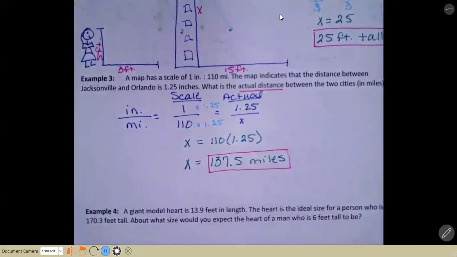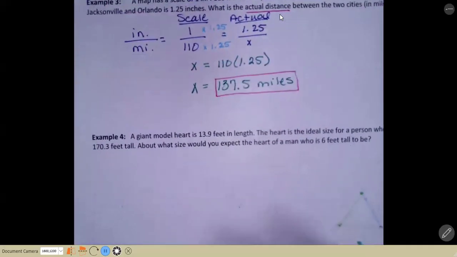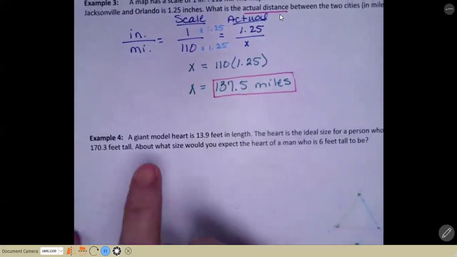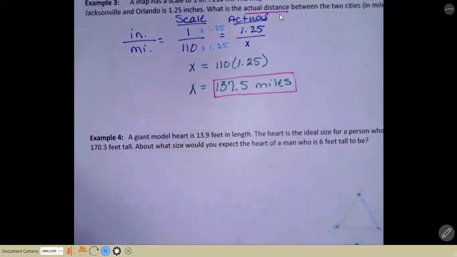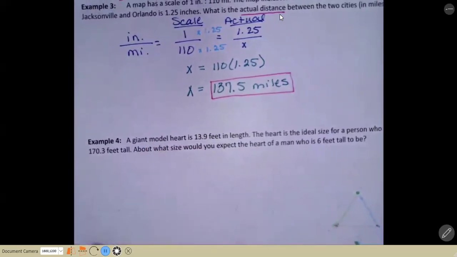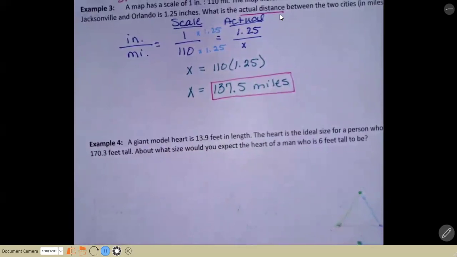Okay. Moving on to example 4, I'm going to get you started on this one and then I want you to solve it on your own. It says a giant model heart is 13.9 feet in length. The heart is the ideal size for a person who is 170.3 feet tall. Obviously, this is a giant model, just like it said. About what size would you expect the heart of a man who is 6 feet tall to be?